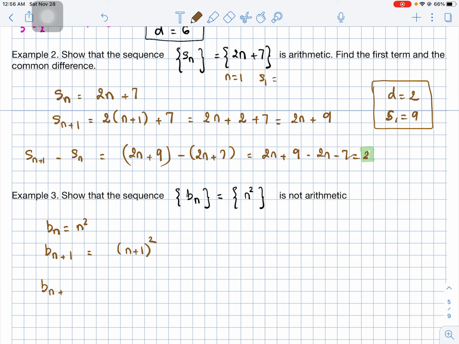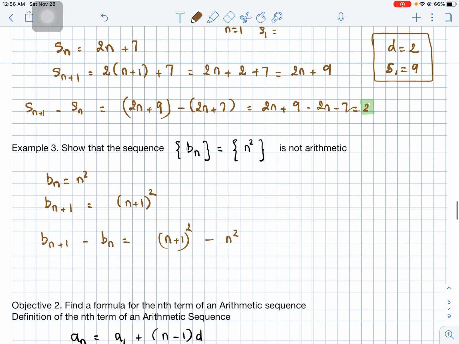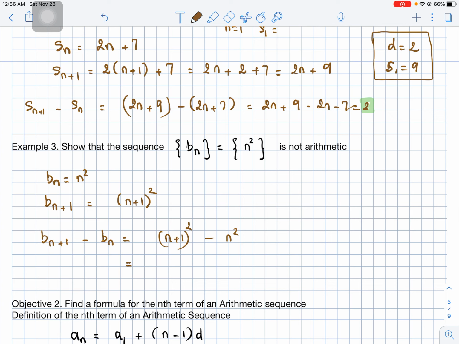Now you take the one in the back, which is B of n plus 1 minus Bn. Then n plus 1 squared minus n squared. Now let's subtract them. Let's expand the n plus 1 squared, and we get the answer is 2n plus 1.